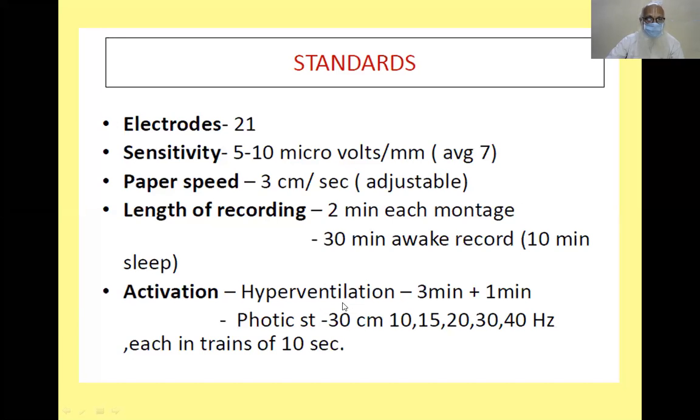Hyperventilation is pretty fast and deep. Then another procedure, after hyperventilation for 3 minutes, is 1 minute of photic stimulation, where there is a splash of light. So you get about 30 centimeters length of record, with various frequencies: 10, 15, 20, 30, 40 hertz. Hertz refers to wave frequency per second.